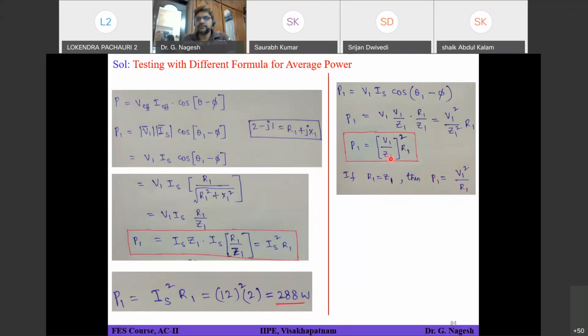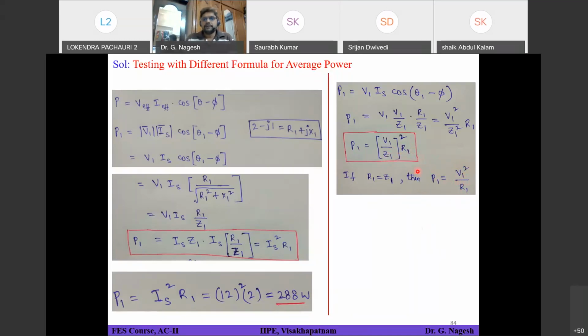In this scenario, if Z1 is equal to R1, that means there is no reactive element, only resistance is present. Then obviously R1 in the denominator and R1 in the numerator get cancelled, and you will get V1 squared divided by R1. Otherwise, you should use the formula V1 divided by Z1, whole squared, into R1. If only resistance is present, the V1 squared divided by R1 formula is applicable, but if you have impedance, you have to use this formula.